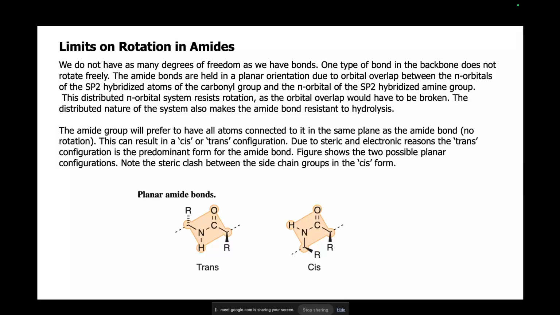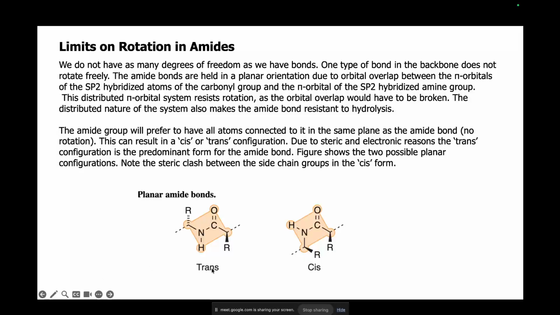So again, even if it's a single bond, there are restrictions on rotation, because there are sp2 hybridized atoms, there is resonance, there are pseudo double bonds and so on, which restricts a lot of this free movement, right? So the amide group will prefer to have all atoms connected to it in the same plane as the amide bond with no rotation, and this can result in the cis and the trans conformation. I hope you're familiar with this terminology.